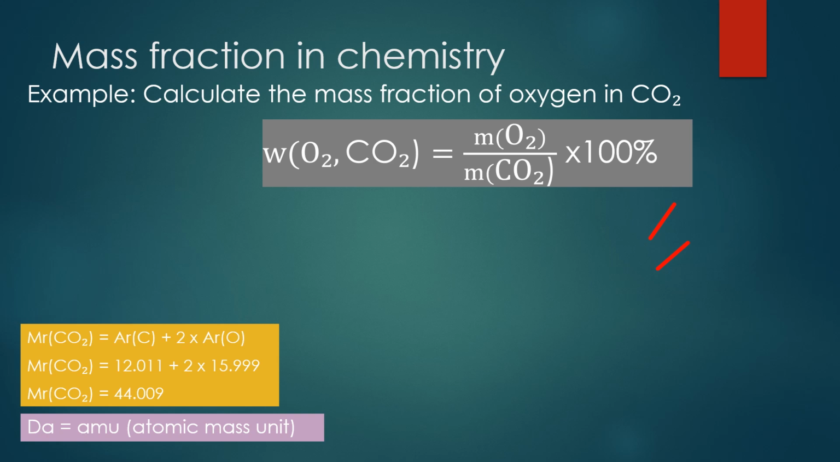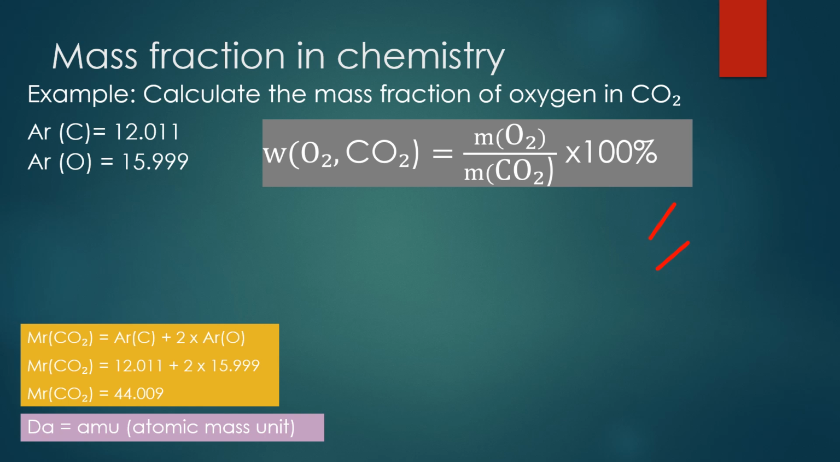The thing is, we don't have the mass of oxygen. I mean, we still don't have it. We don't have the mass of carbon dioxide. But what we can do is find out the relative atomic mass of carbon and the relative atomic mass of oxygen. Where? In the periodic table. So for carbon it is 12.011, depends on the periodic table, and for oxygen it is 15.999. Again, depends on the periodic table.